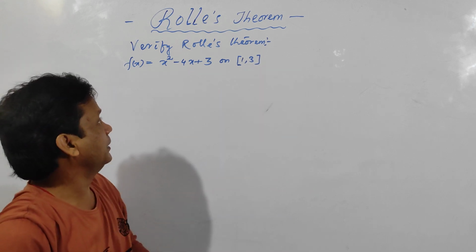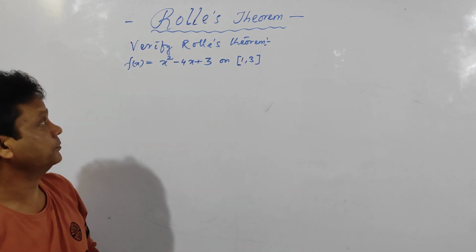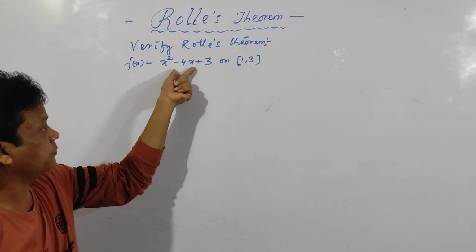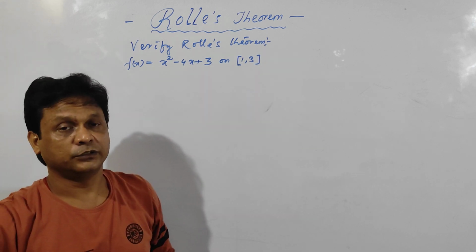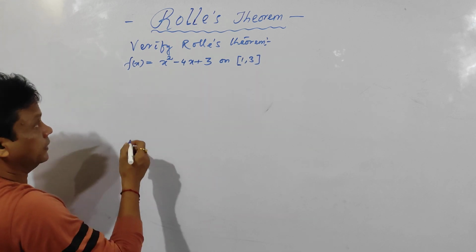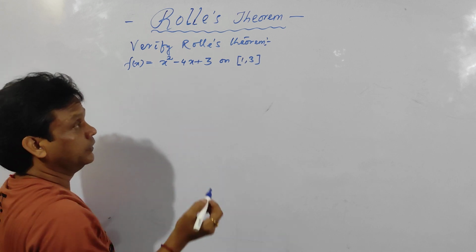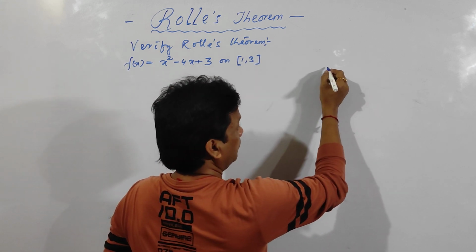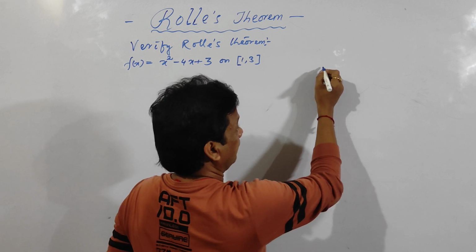See here, let us see this example. Verify Rolle's theorem. And here the function is x square minus 4x plus 3 on the closed interval 1, 3. So see here, this is a polynomial function. And a very important part I am going to tell you about polynomials.